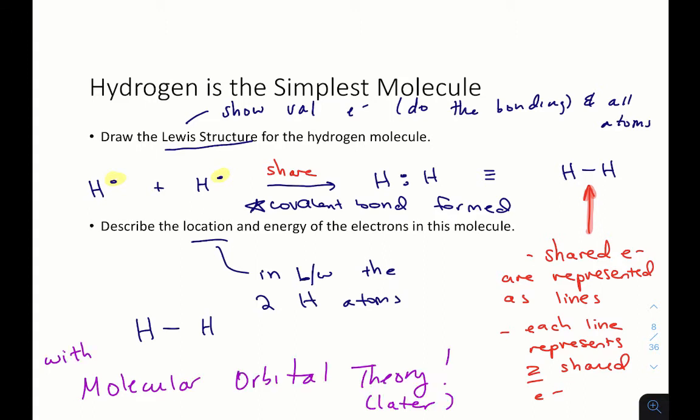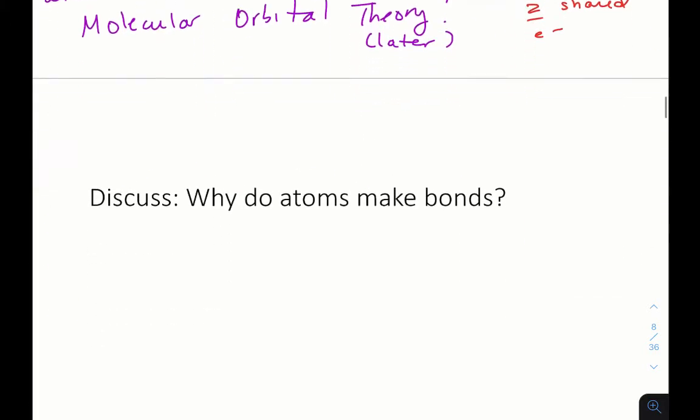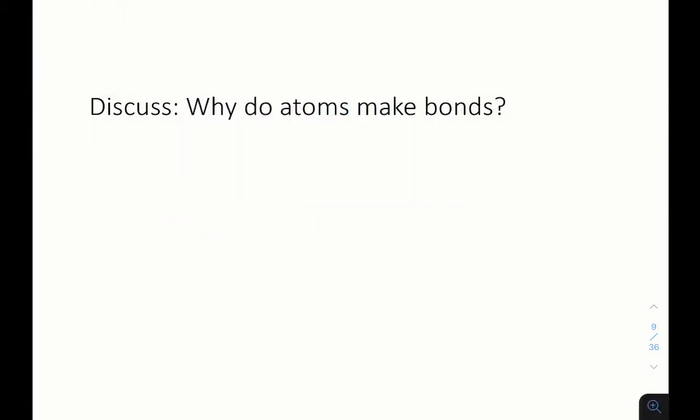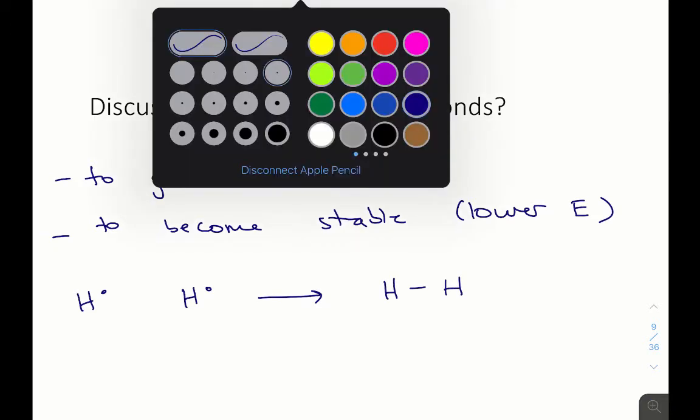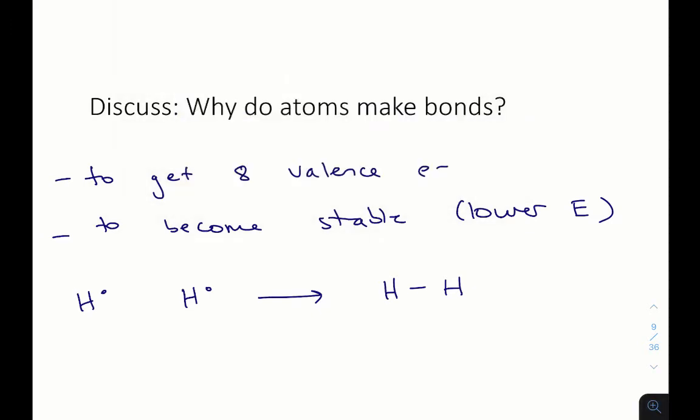Now that we remember how to show the bonding in molecules, let's consider why atoms make bonds. What do you think? Common answers that I get from students are that atoms make bonds to get 8 valence electrons or to become stable. When we say an atom is acting to become stable, we mean it's going to lower energy. Well, why is it that these electrons end up lower energy in the hydrogen molecule? So bonding would not happen if this were not a downhill process. So these electrons are lower energy than where they started. Why?